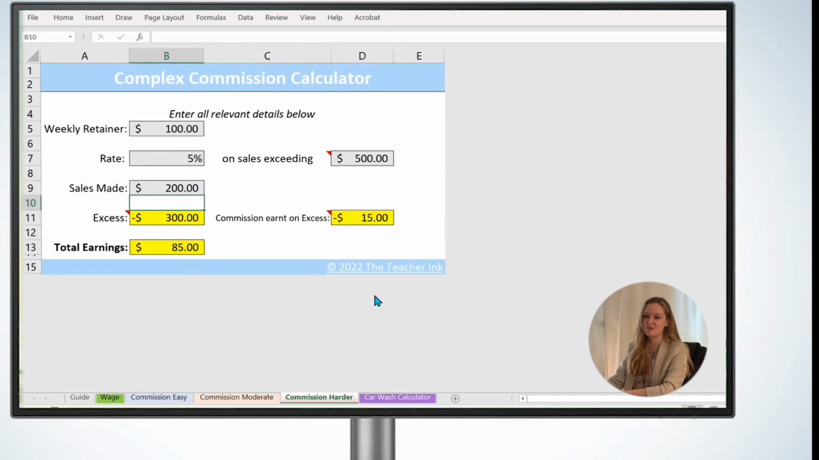Now for something a little bit more interesting. So far, we've only constructed one formula at a time. Let me show you how to construct multiple in one go. Move to the car wash worksheet calculator.